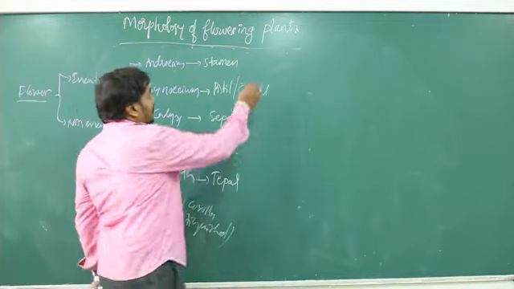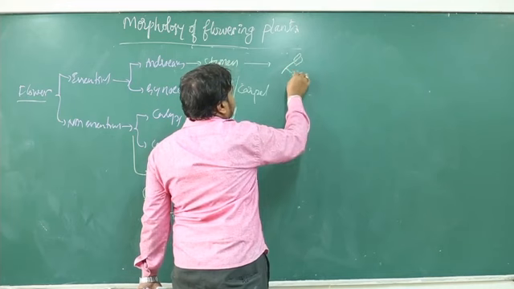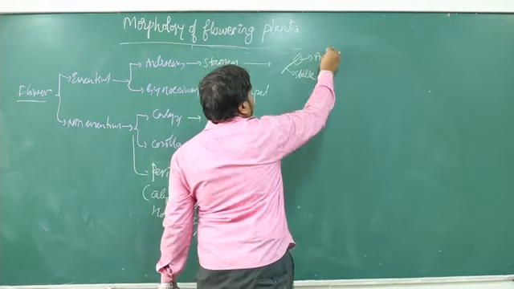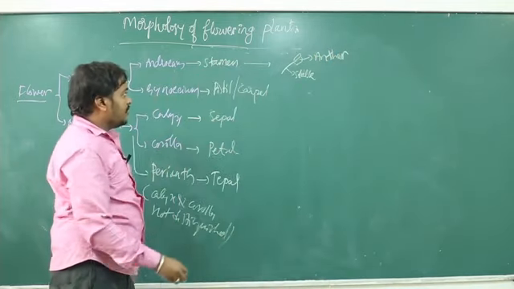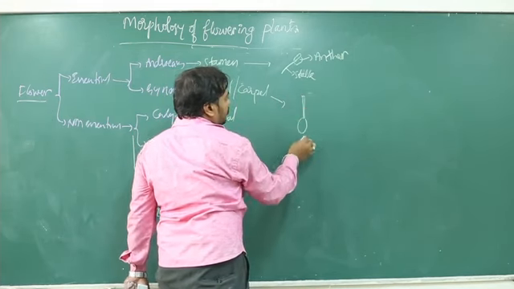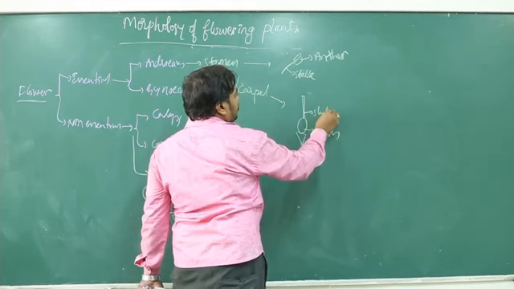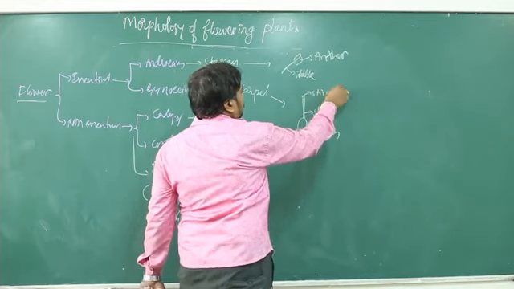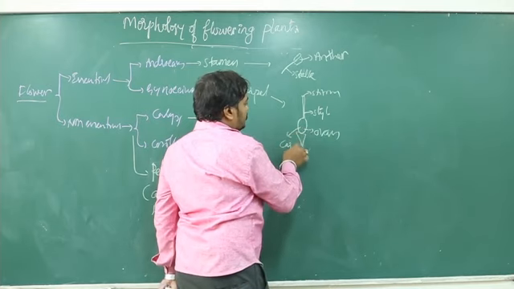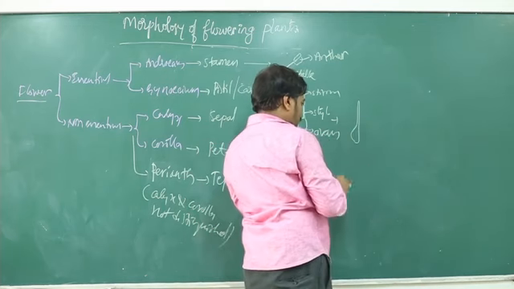So the stamen consists of a stalk called the filament, and it has an anther. So this is the structure of the stamen. Then the pistil consists of a bulged portion called the ovary, then style and stigma. This is monocarpellary, a single carpel. So this is a carpel. Sometimes a bicarpellary condition is also there, where two carpels are united.